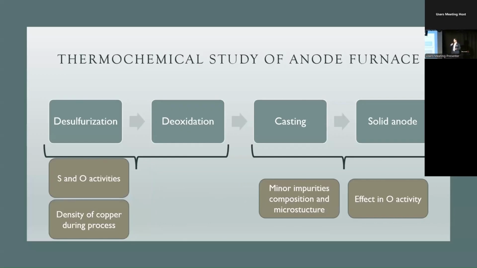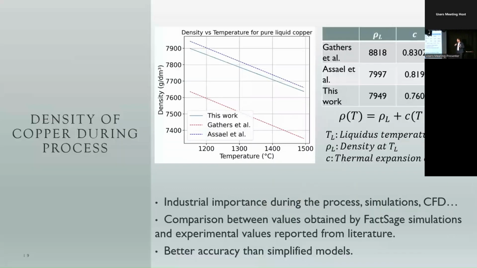So let's move to another property, which is the density of copper. The density of copper can be quite important, both for industry and for simulations, for CFD. So here we have a comparison. The 2 dotted lines are 2 different literature reports that we found. And the continuous line is the one that we obtained for pure copper at different temperatures.